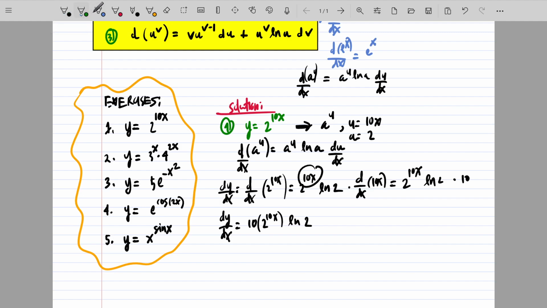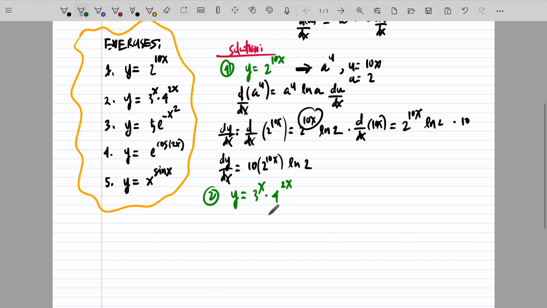Okay, next is number 2. The given is y equals 3 raised to x times 4 raised to 2x. Here we have two exponential functions, but we cannot combine these two. It would be more complicated if you tried to combine the two.